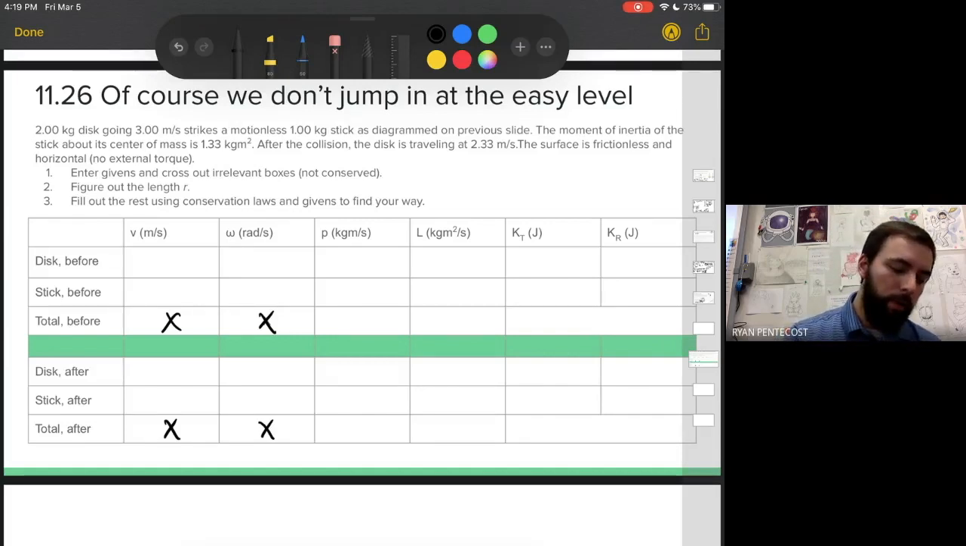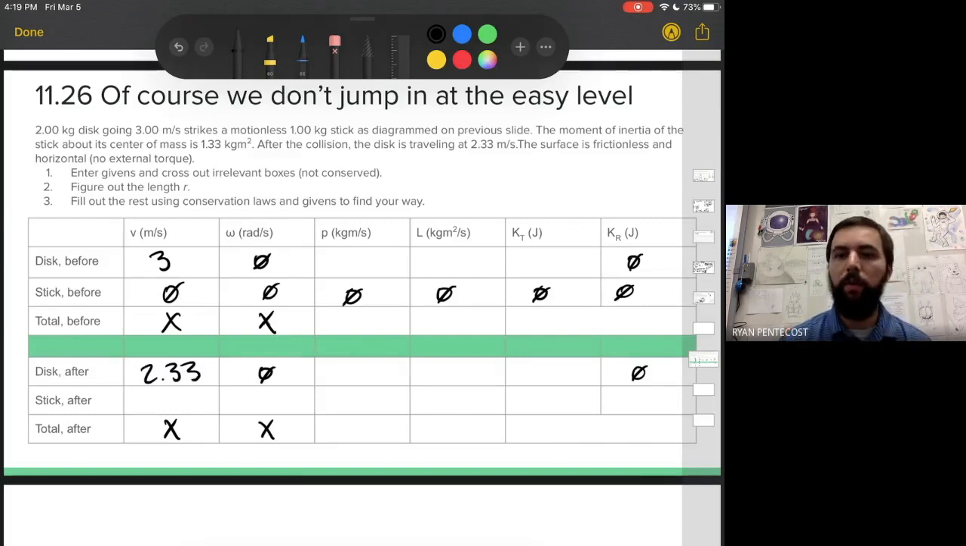We also know that the stick before has no motion. It is sitting stationary. We know that the disk will never rotate, so it will never have angular velocity or rotational kinetic energy. We also know that the disk started at 3 meters per second and finally, after the collision, is traveling at 2.33 meters per second. Those are our givens. That's all we have. The rest is mass and moment of inertia.